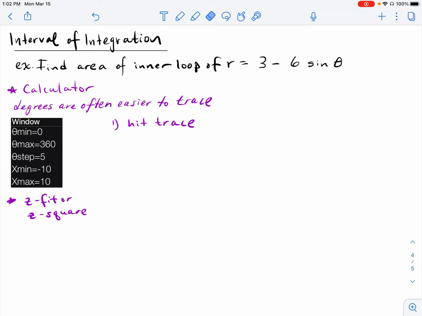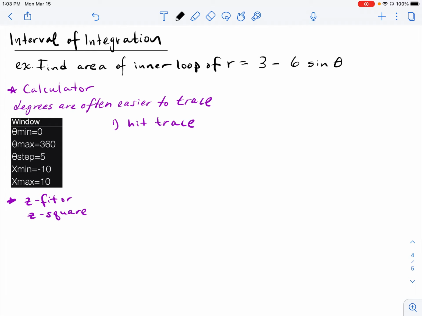And what that means is in your window, and I've screenshotted that here for you, you're going to need to adjust a couple of things. You want your graph to be graphed from 0 to 360 degrees. You want your step to be 5 degrees. And what that just means is it's going to evaluate your polar function every 5 degrees. And I have just a kind of a tentative placement for our x min and our x max, but you can go ahead and adjust that as soon as you graph it by just hitting zoom square or zoom fit, whichever one works for you.